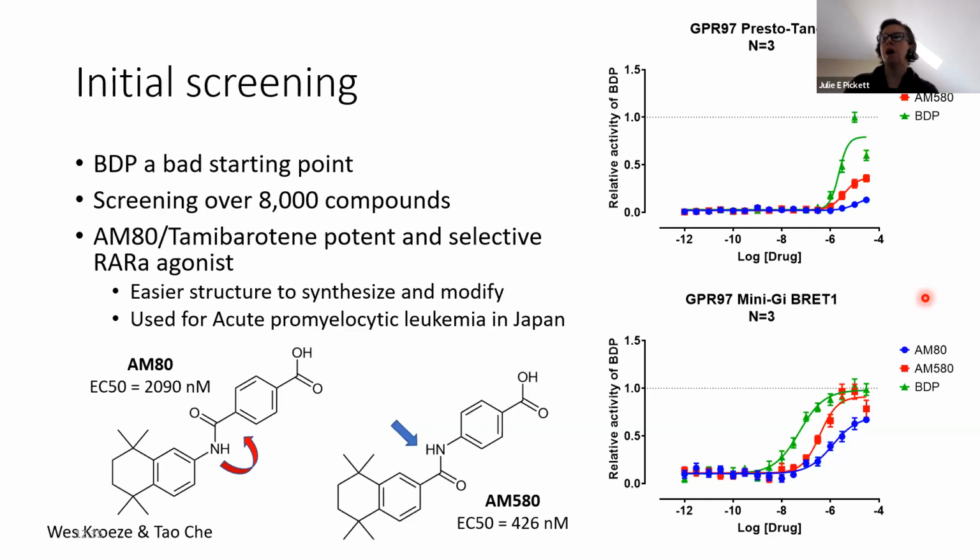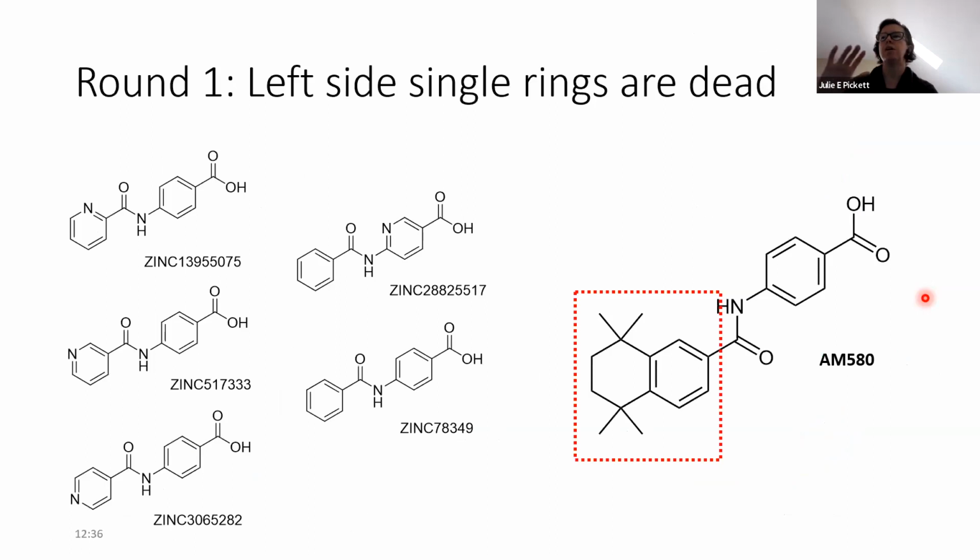With our collaborators at UCSF, we decided to start with this AM580 structure, and Shuo Gu at UCSF did some analog by catalog and sent us some compounds. For the first round of compounds, the question we were looking at is what happens with this left-hand side of the molecule here.